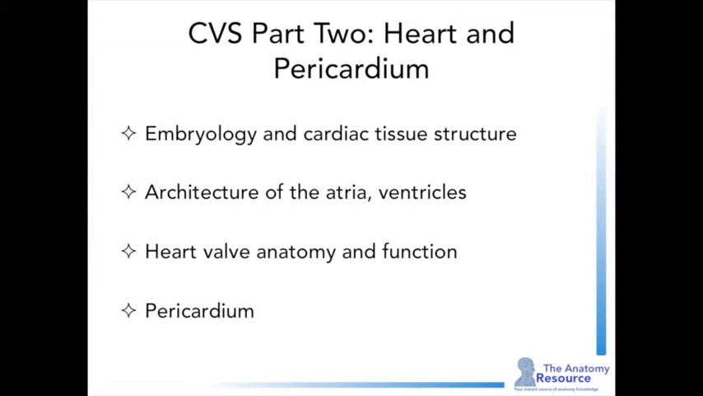The architecture of the atrium and the ventricles will then be looked at. We'll look at the architecture of the heart chambers and the various features that can help you to identify them, then look at the anatomy of the heart valves and their function, and then finally the pericardium and various different disease processes that can affect these different regions that we're going to look at today.